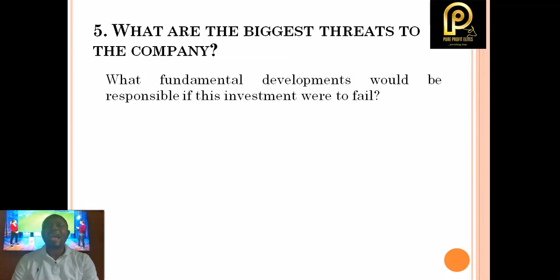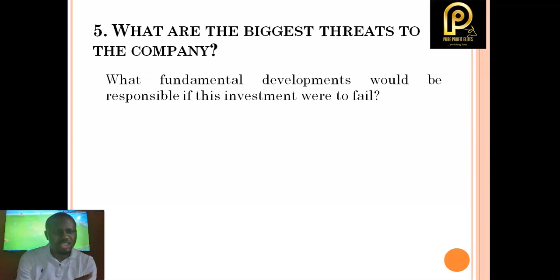The number 5 point is, what are the biggest threats to the company? What fundamental development will be responsible if this investment were to fail? Can you answer that question? The biggest threats to the company? What fundamental developments will be responsible if this investment were to fail? So you need to look at it and answer those questions.